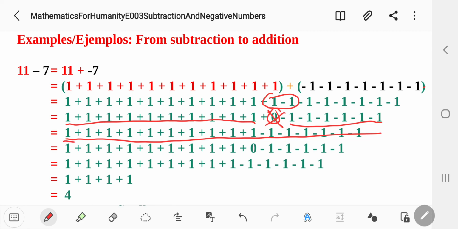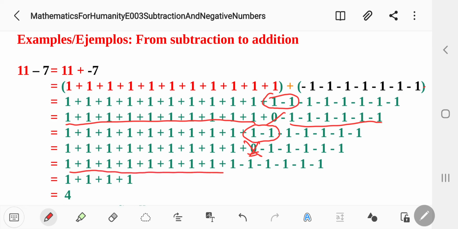But then this one is equal to 0 here. So you can remove this one and then write it like this here. So you're now left with 1, 2, 3, 4, 5, 6, 7, 8, 9 ones, and then 1, 2, 3, 4, 5 negative ones.